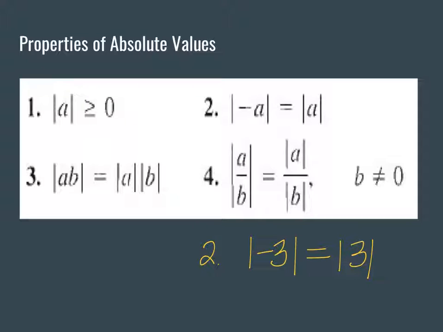The absolute value of AB is equal to the absolute value of A times the absolute value of B. And finally, the absolute value of A over B is equal to the absolute value of A divided by the absolute value of B. And of course, in this case, B cannot be equal to 0 because we cannot have 0 in our denominator.